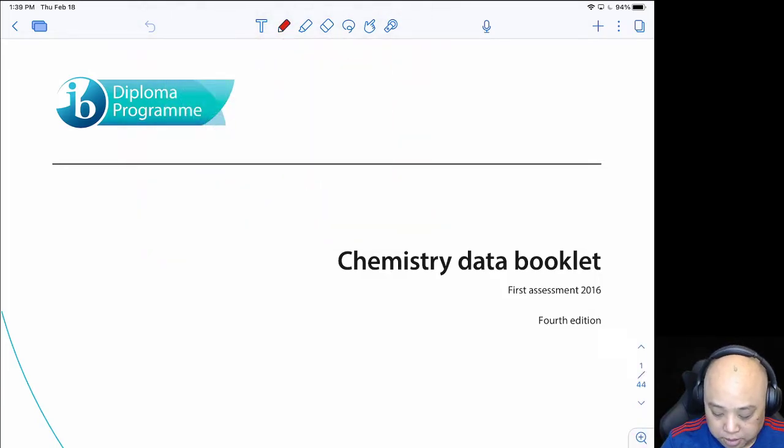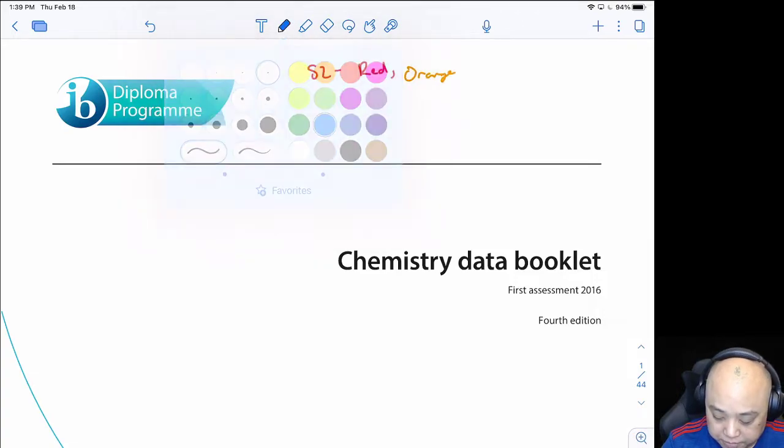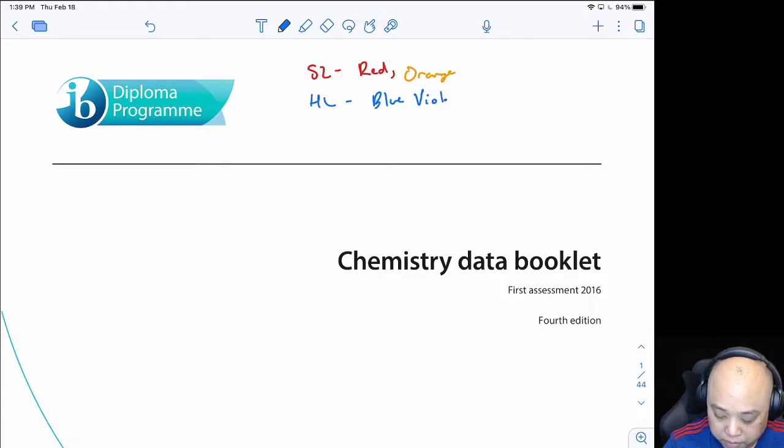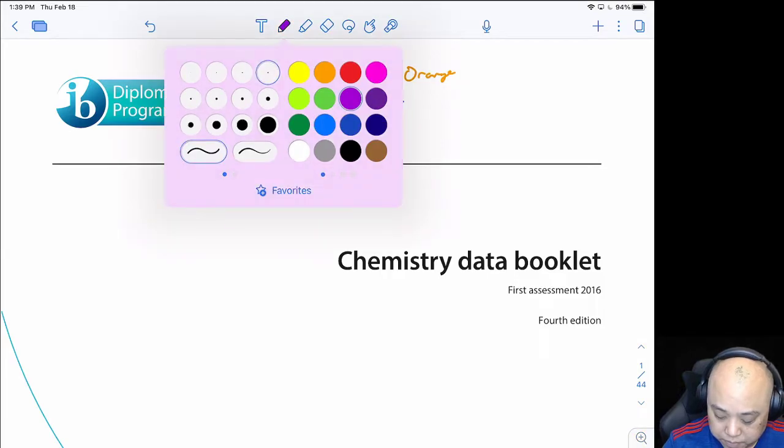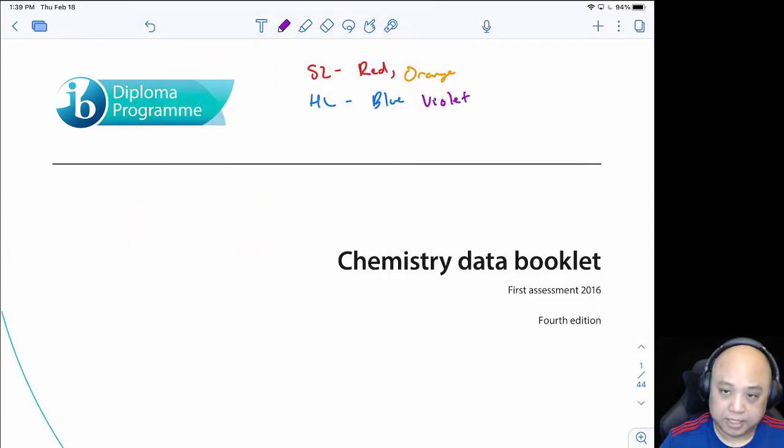A couple of things. SL will be red and kind of orange, and HL will be your blue and your violet part of the spectrum here. That way you'll be able to differentiate SL versus HL material. But we aren't separating SL and HL content. We're not going to stop halfway for SL. We're going to go through the booklet in order, so there'll be sections that are just HL. Okay.